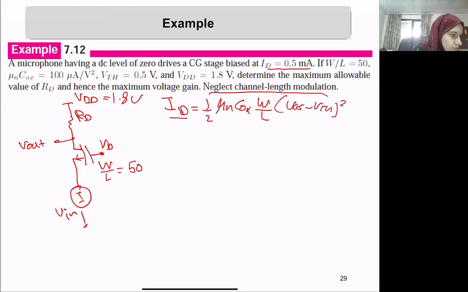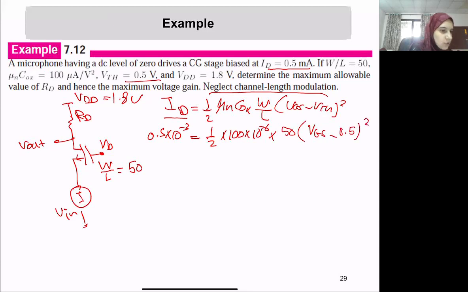So we know ID, half milliamp. We know mu n COX, 100 micro. We know W over L, 50. We don't know VGS, and we know V threshold is half. So everything is known except the VGS. So from here we get the VGS. Basically, if you do the calculation, it will be equal to 0.947 volt. This is also an example from the book.